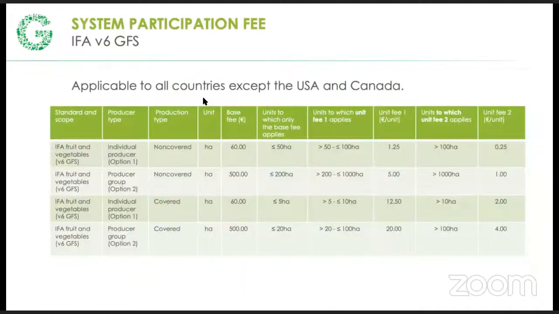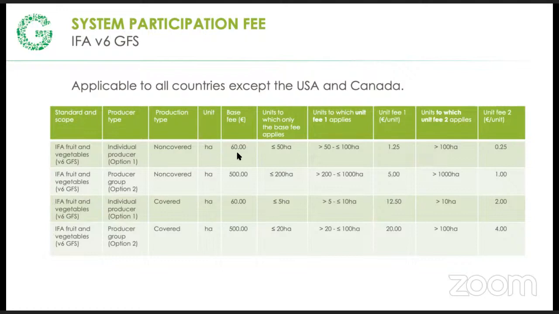Okay, so I talked about the costs. So the system participation fee. This table summarizes, it's in euros, and they call out option 1 for the individual and option 2 for the group. And you can see that they have the base fee. So the base fee is the one they say, for example, I'll give you the example. Let's look at the first 2 columns there.